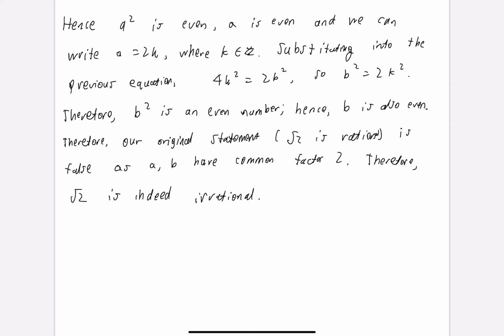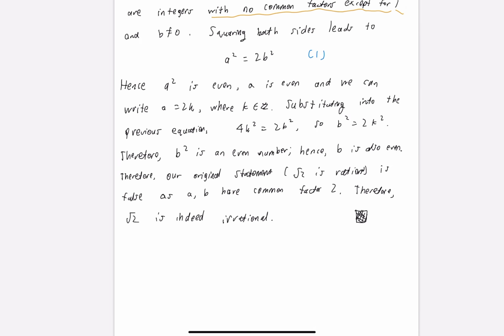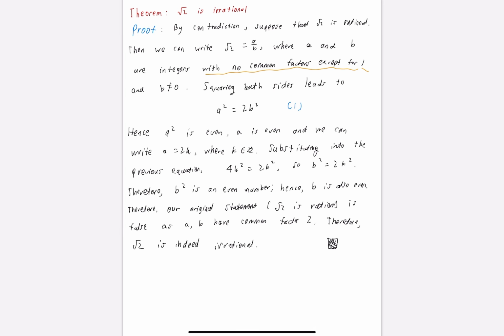So this concludes the proof. We've shown that the square root of 2 is indeed irrational, which proves our theorem. And we conclude with this little box here to allow the marker to realize where the proof ends. So this is the entire proof. As we can see here, we have the theorem at the very top, and then we have the proof at the top left to indicate to the marker where the proof starts.